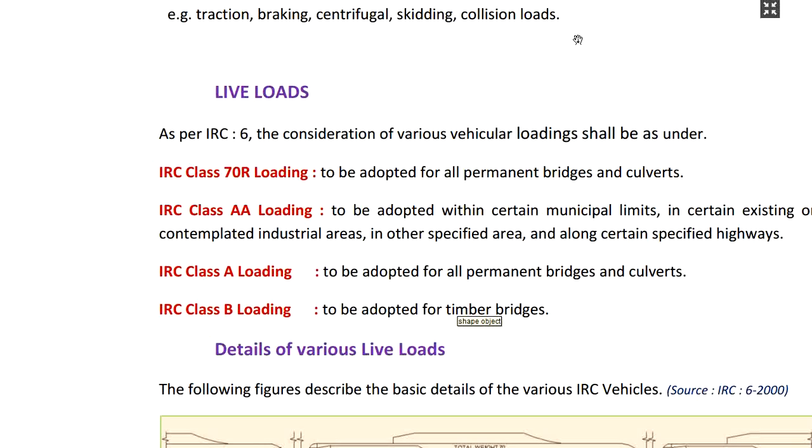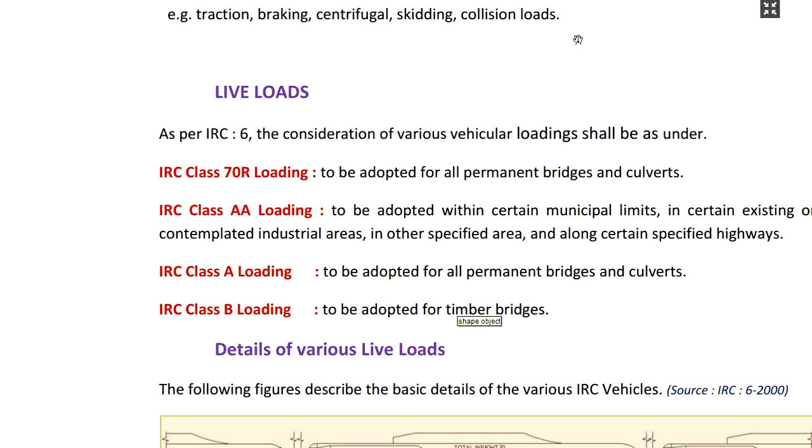So generally IRC class 70R loading is for the highway, and class AA is for the bridges within municipality limits. So you can predict that 70R and class AA are the higher kind of loading. IRC class A is the lesser type of loading, and it is generally adopted for permanent bridges and culverts for small scale, and IRC class B is for the timber bridges.